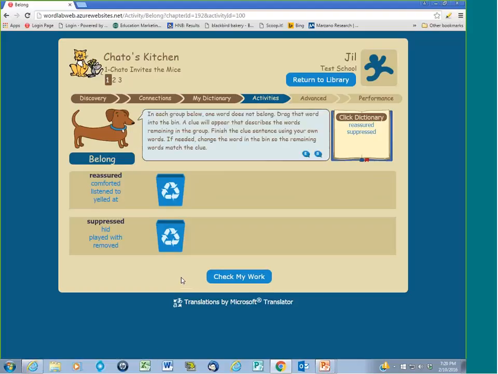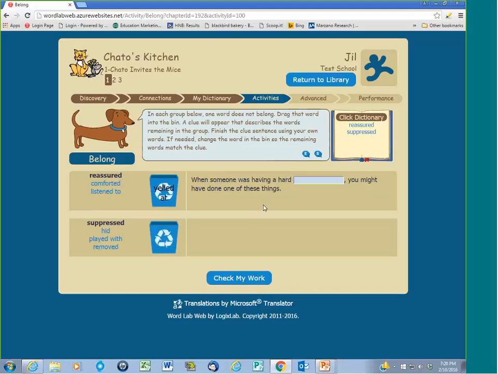And belong. Now, two of these blue words belong with the black word that we're learning. One does not belong. I'm just looking at these and guessing that yelled at needs to be thrown in the recycle bin. And now a clue comes up, and this clue tells me why these three words belong together: when someone was having a hard time, so you finish the clue by putting in a word that makes sense to you. You might have reassured, comforted, or listened to them. That makes sense, but you wouldn't have yelled at them. So I think yelled at does belong in the garbage.